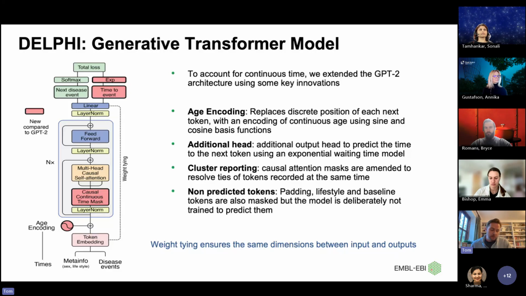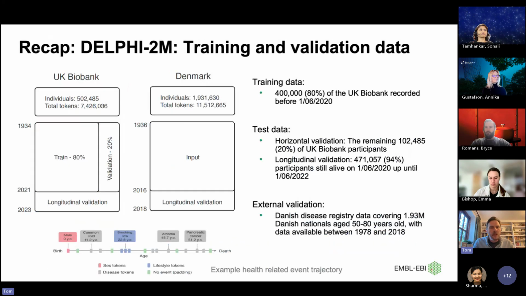So we're replacing the traditional sequence-based encoding with an age-based encoding. And that allows you to predict not only what is likely to come next in somebody's healthcare journey, or their tokens of health, if you want to put it that way, but also when that's most likely to happen. So that's one of the key differences to the standard GPT style models.